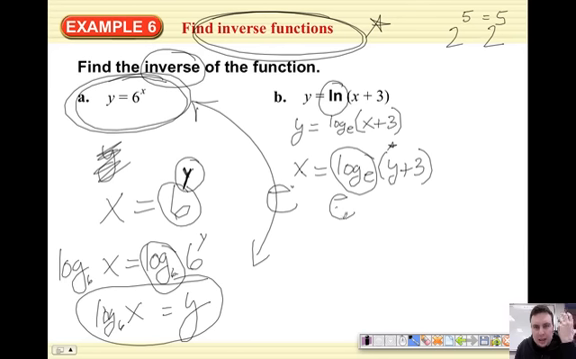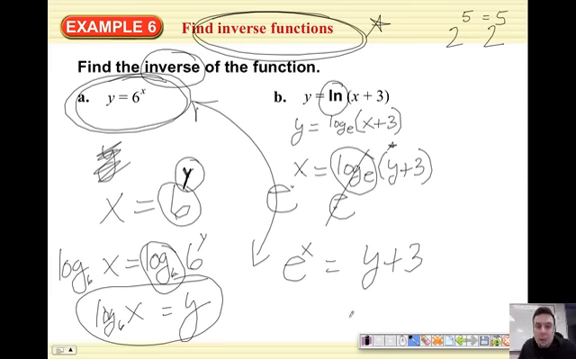I know I'm spending a lot of time saying this, but this is what people miss the most. So try to understand why I did what I did over here. Why did I do that? Look at this. E to the log e. What happens? They're inverses. They cancel. What's left over? Y plus 3 is left over. Okay. Is equal to e to the x power.